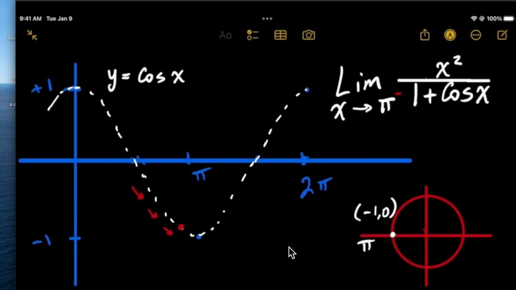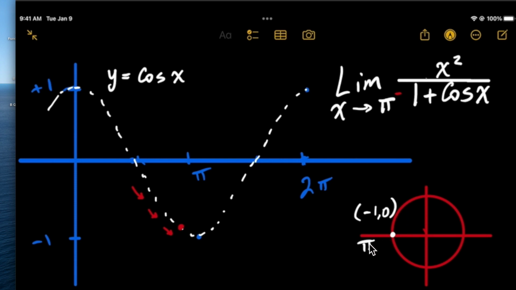Let's now look at our graph, y equals cosine of x, and use our unit circle and evaluate our limit as x approaches pi from the negative side. So look what's going on here, folks. In this function is cosine of x. We have the graph in white, y equals cosine of x. So what are we going to be plugging in here into our limit? We're going to be plugging in y values. Here's our graph, y equals cosine of x. We're going to find out what the y values are, and we're going to plug that in for cosine of x. That's what this is about.